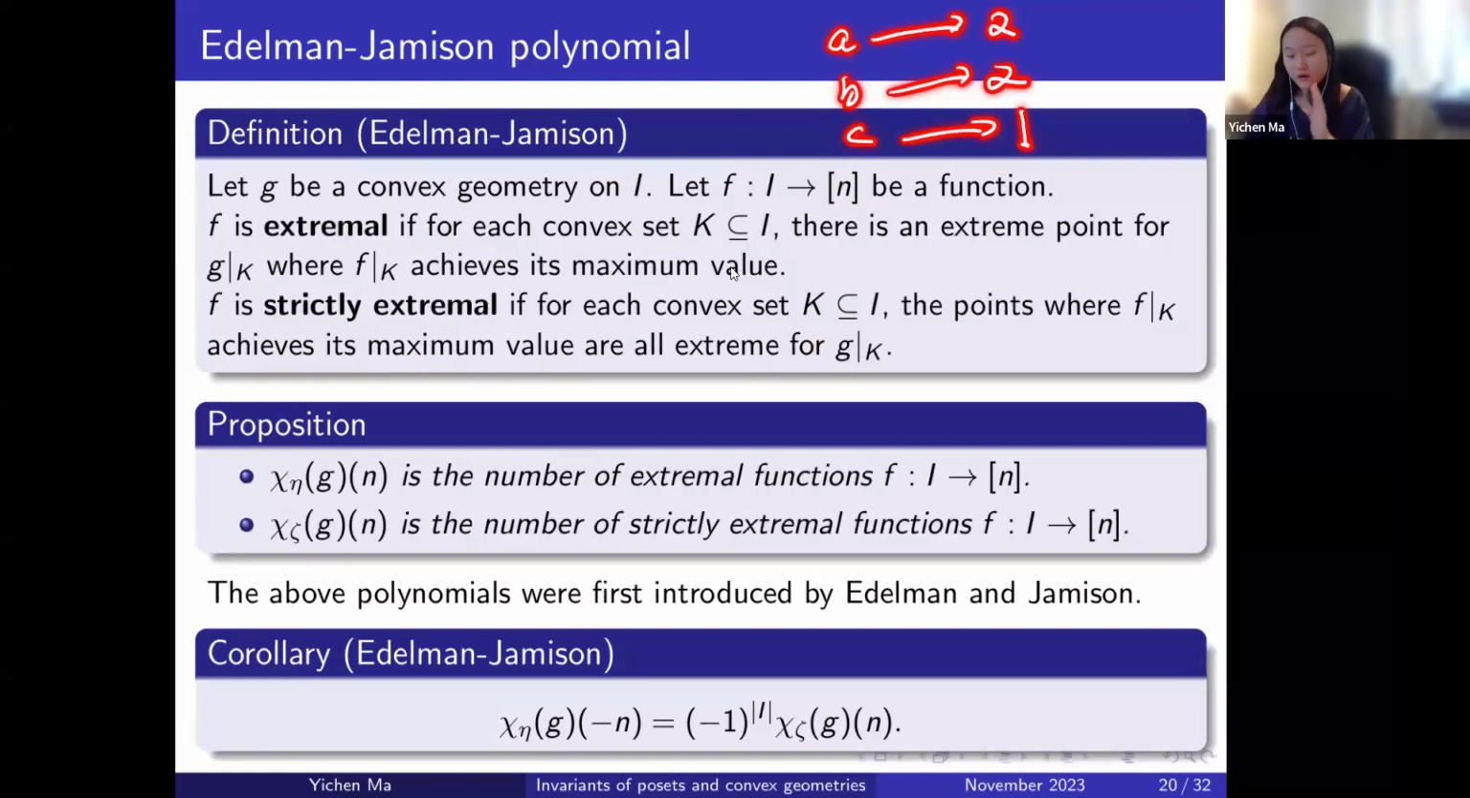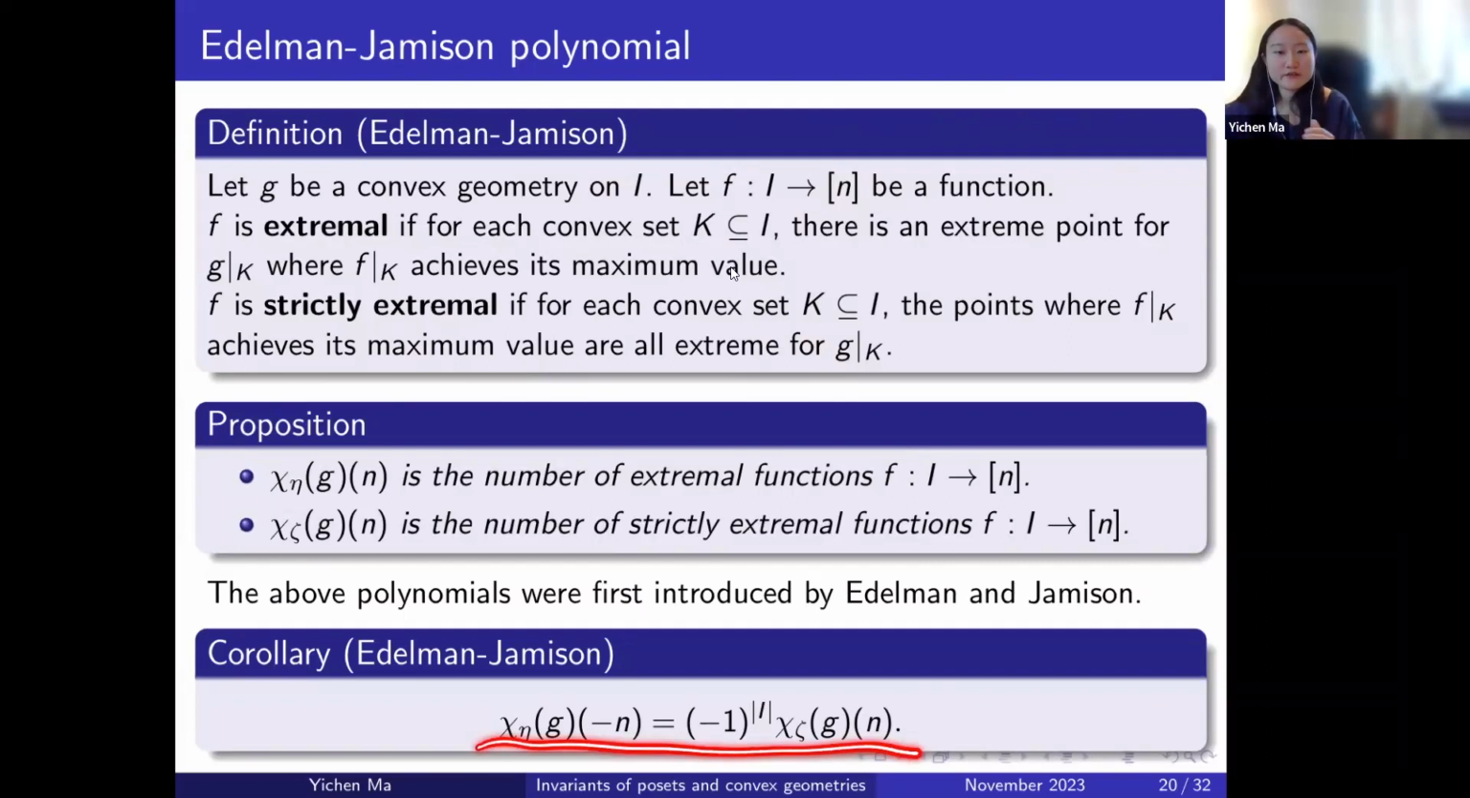Okay, nice. So the idea is that if we compute the polynomial invariants, then the invariant associated to eta counts the number of extremal functions, and the invariant associated to zeta counts the number of strictly extremal functions. Indeed, those countings were first introduced by Edelman and Jamison, and by the argument of the character, those invariants are indeed polynomials. So Edelman and Jamison obtained a reciprocity result between the number of extremal functions and the number of strictly extremal functions. And we can retrieve this result by the fact that phi bar is the convolution product of Z with the convolution inverse of Z.